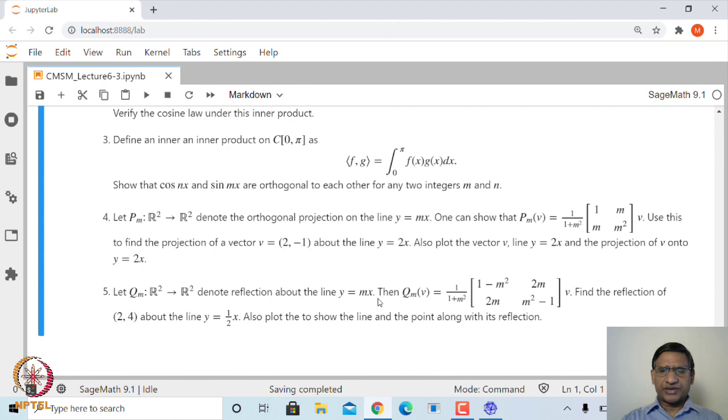Similarly, take the reflection about any line y equal to mx. We have seen the reflection of a vector about the x axis. If I have a vector (x, y) and reflect it about the x axis, it is nothing but (x, y) going to (x, minus y). If I denote this map as Q_m, which is a reflection about the line y equal to mx, then the matrix of Q_m will be given by this. Use this definition to find the reflection of the vector (2, 4) about the line y equal to half x, and also try to plot a graph of all these points along with the line and the point which is the reflection. Similarly, you should plot for the projection.